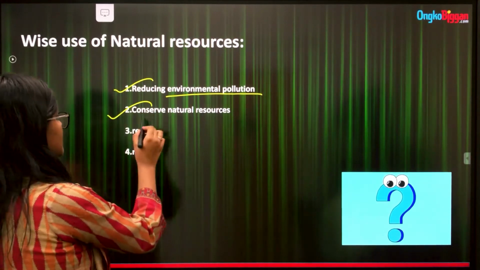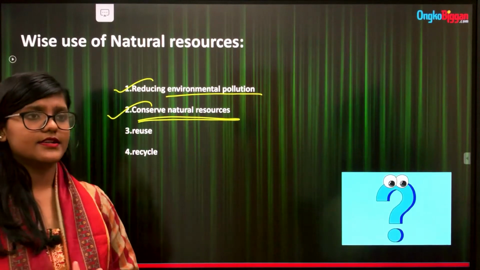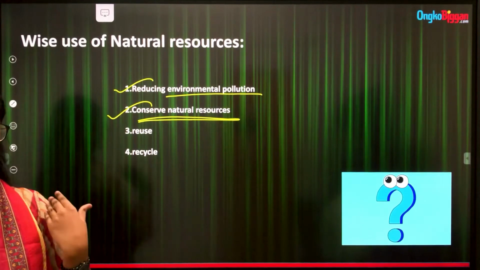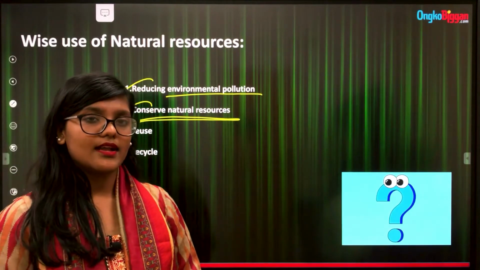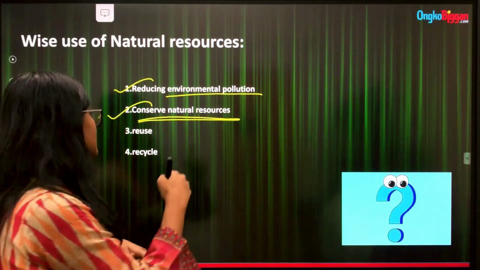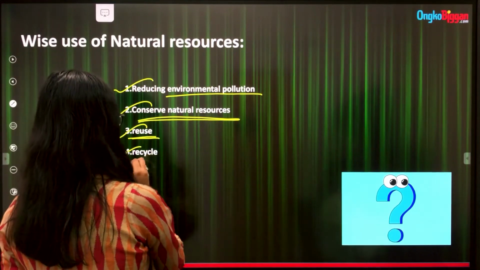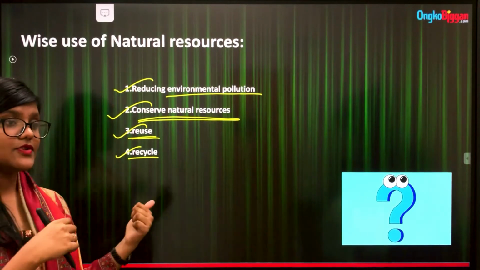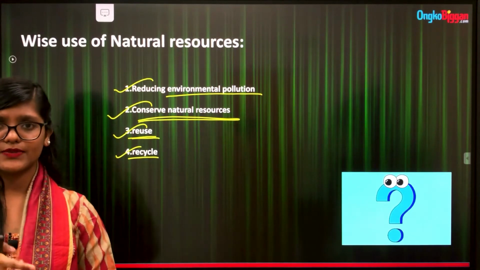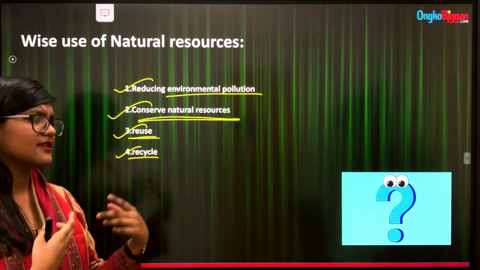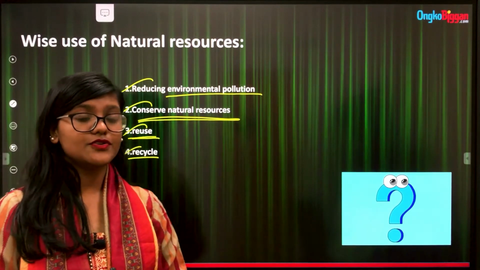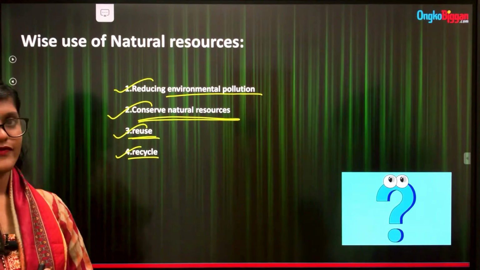Then, conserve natural resources. We have learned about some non-renewable resources which are limited. We should use them in a proper amount and shouldn't waste them, so that we can conserve natural resources. Then we have reuse and recycle. We should try to use resources obtained from renewable sources rather than non-renewable sources, which we can reuse and recycle repeatedly. So we should make sure of wise use of natural resources.